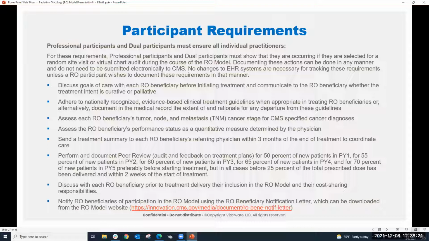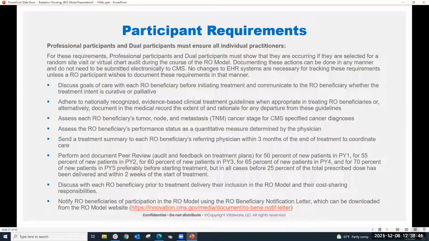whatever is most convenient. They did say that you could put a templated note in the chart that says the peer review has been completed with the date, or you can have minutes from a peer review meeting with the patient chart numbers. Those are some ways you can prove that it's being done if you are to be audited.